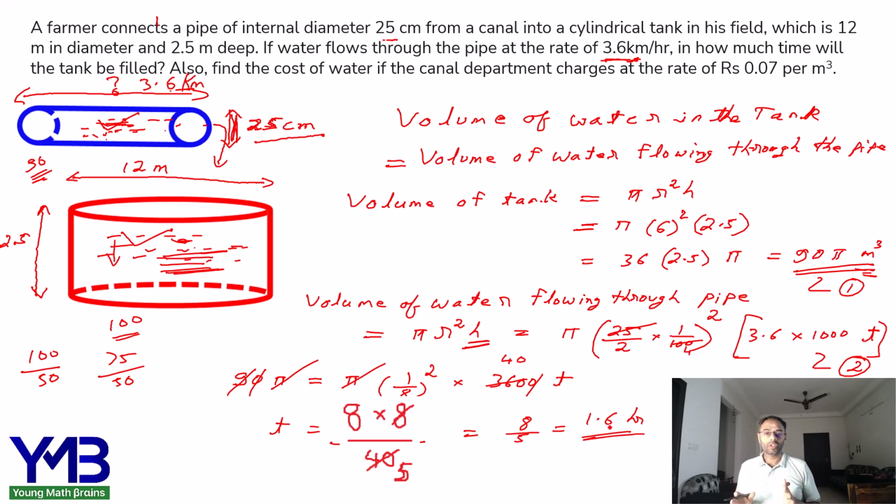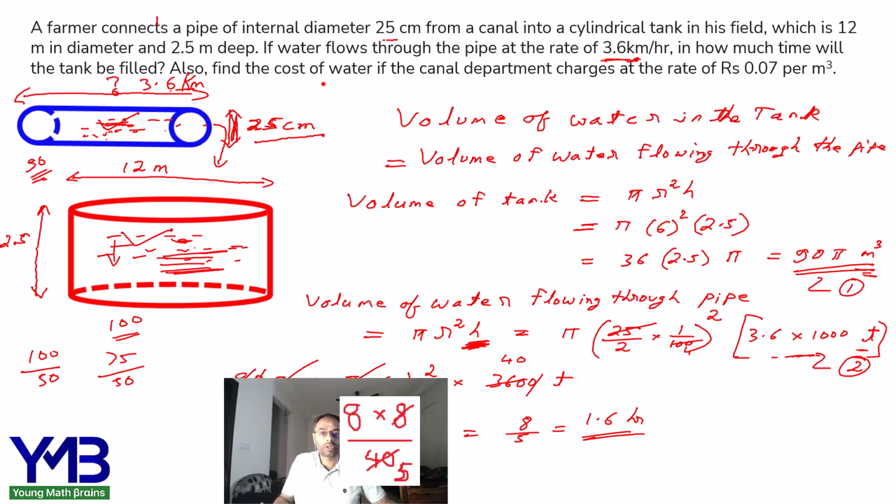So what we did here, we just equated the volume of the tank and the volume of water flowing through the pipe. And in the volume of water flowing through the pipe, the height or the distance or the length of the pipe, we just replace that with speed into time. Alright, this is just another way of solving this equation. Now that we have found the time it takes to fill the tank, what is the next question that is being asked?